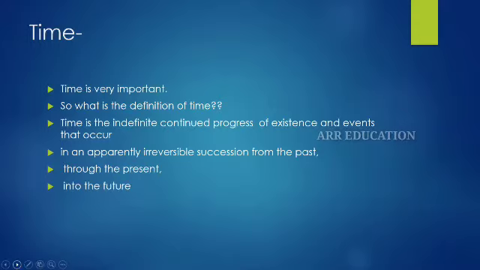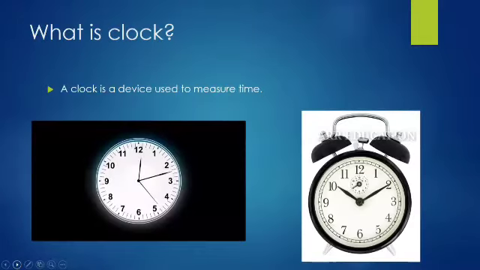As time is very important, we need to definitely know how to measure time. And to measure time, we know that we need clocks. So now, why don't we learn about clocks? So what is the definition of clock? A clock is a device used to measure time, as you know.